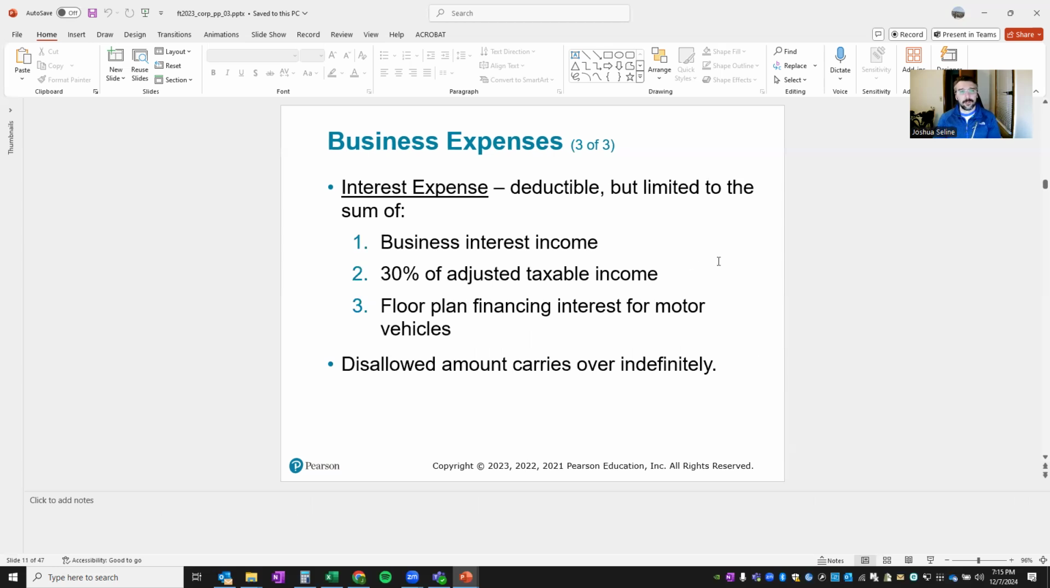We've got interest expense, it's deductible, but there are certain limitations applied to it. Limited to the sum of your business interest income, 30% of your adjusted taxable income, or floor plan financing interest for motor vehicles. Disallowed amounts carry over. It's just if you meet one of these factors, you're going to be limited on how much interest expense.